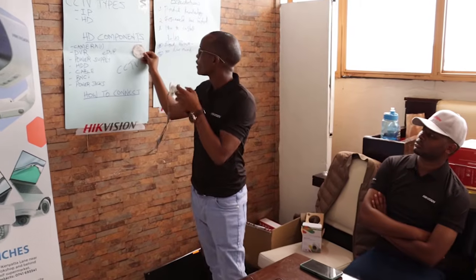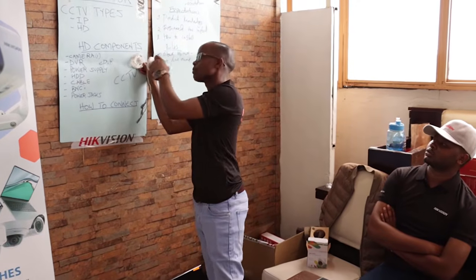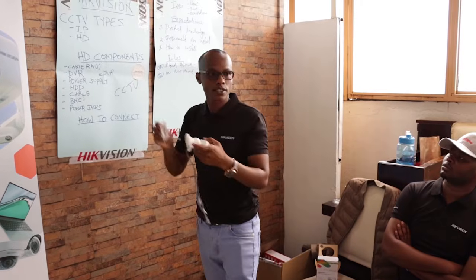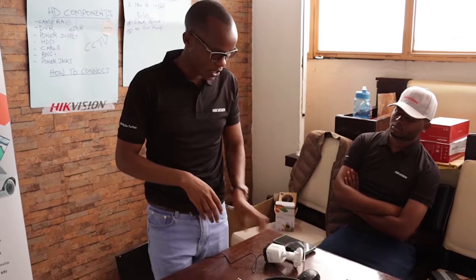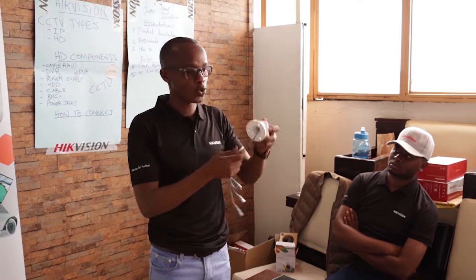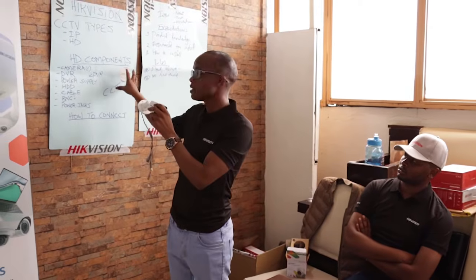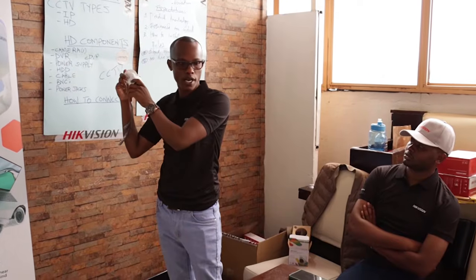Then after that, there's this part that you mount so that the camera comes and connects. You can just click it, so it connects without having to screw it. So the camera is the first thing that you install. You mount it on the wall using the drill templates.